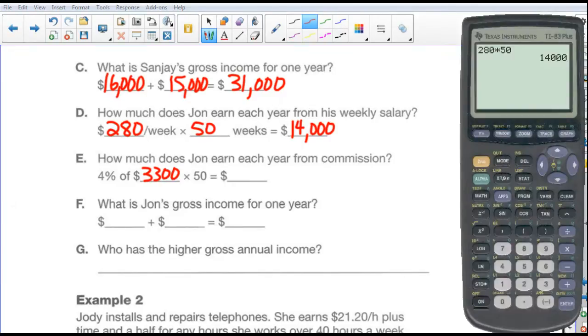So let's take our calculator and let's do 4%. Now we have to know that 4% is the same as 0.04. So you just don't take 4 times 3,300 times 50. That'll give you a number that's too high. It's 4%. So it's 0.04 times 3,300 times 50 weeks in a year, and he's making an additional $6,600.